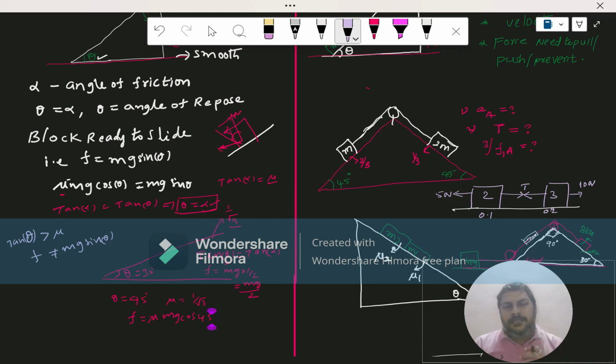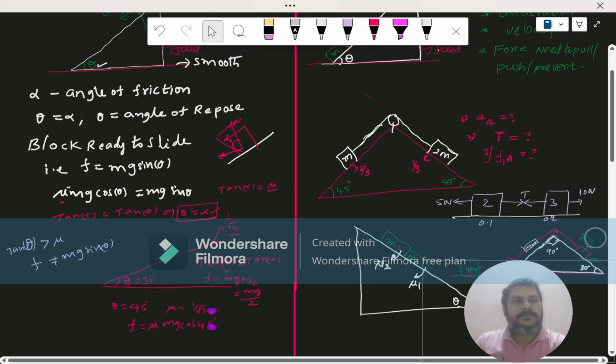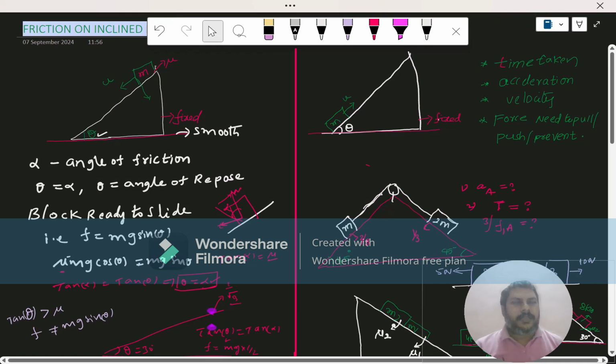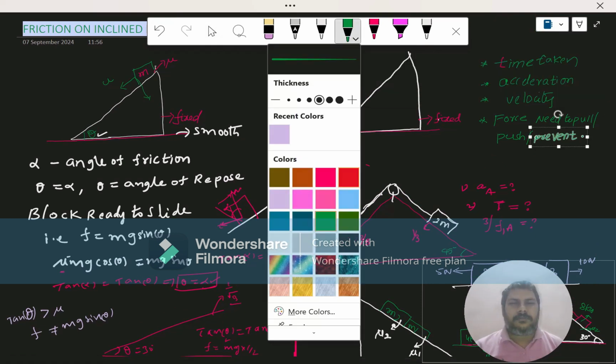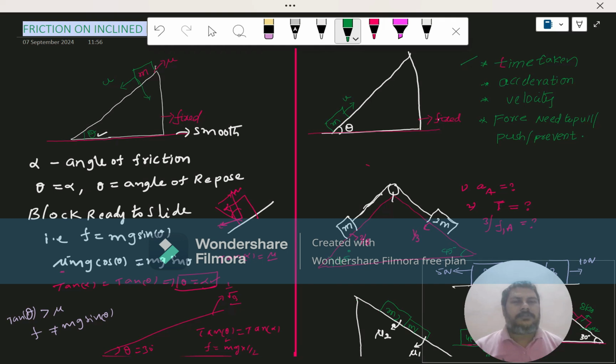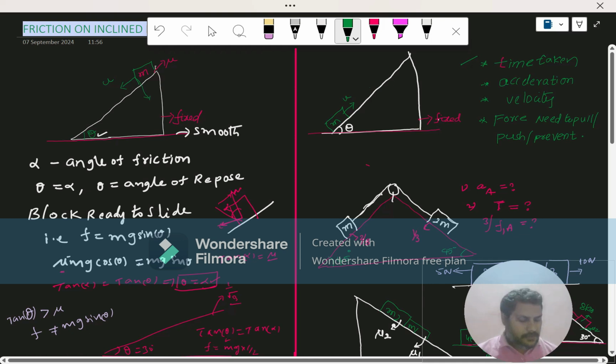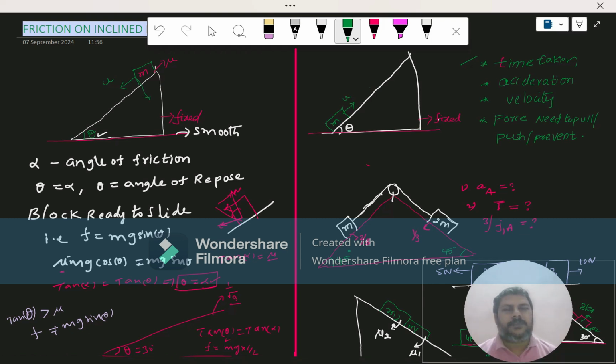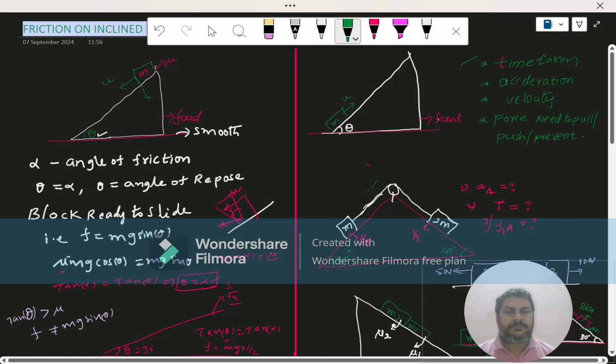Now on this inclination, questions will come like this. They will ask you to find the time taken, the acceleration in coming down, the velocity, and the force needed to pull, push or prevent sliding. There are many problems on this topic. Comparison of these quantities, time, acceleration, velocity and force, while moving upwards and downwards will also be asked. I'll try to explain maximum questions after the concept.